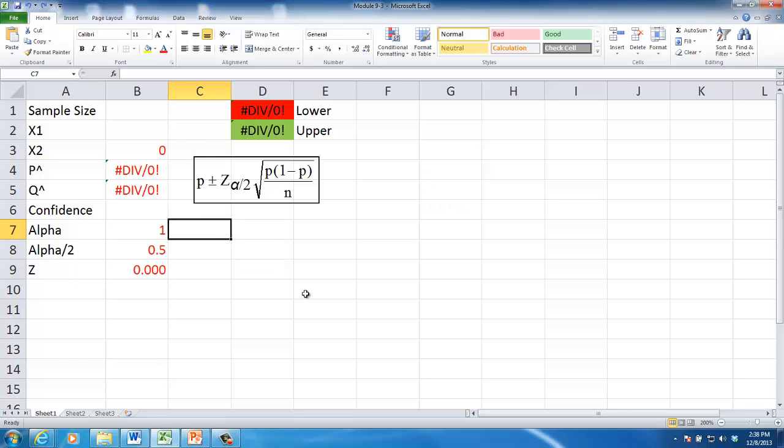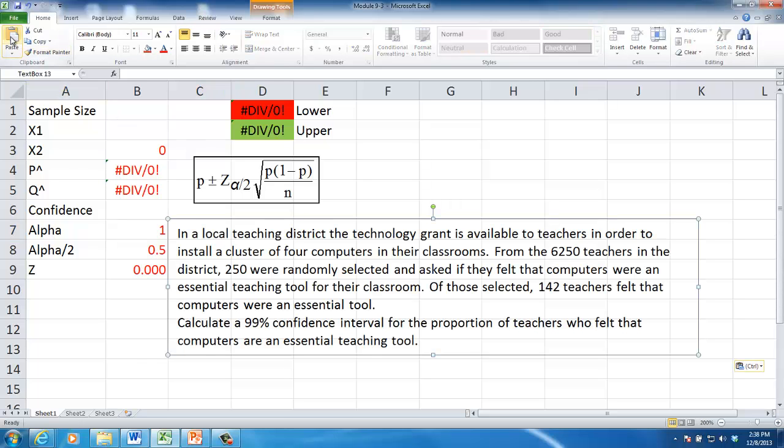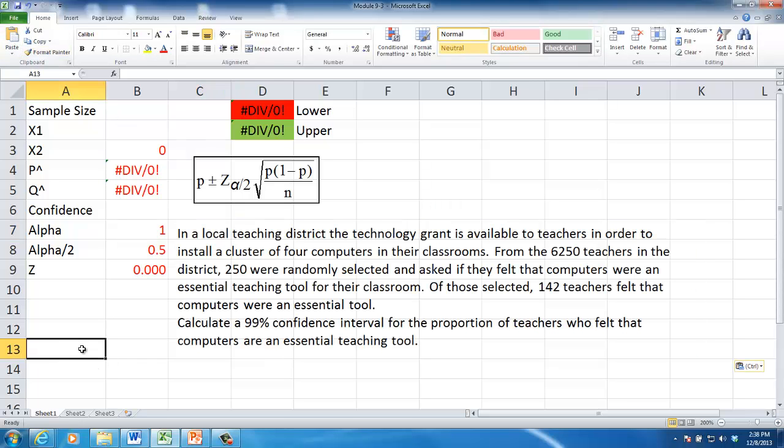In order to solve these estimate proportion problems, you need to use Excel module 9-3. So I suggest you download this. I'm going to put the problem here. They want to estimate what percentage of teachers think that computers are an essential tool for education.